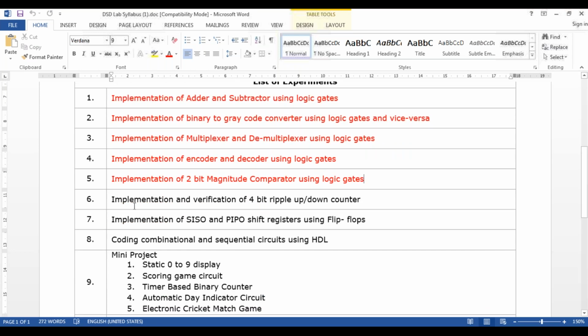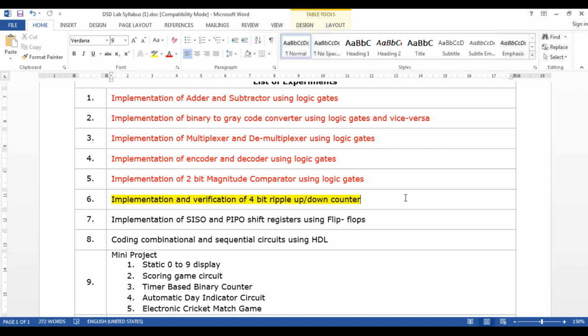Today we are going to see experiment number 6. Note it down: implementation and verification of 4-bit ripple up/down counter. All of you take down the experiment title in your notebook: implementation and verification of 4-bit ripple up/down counter.